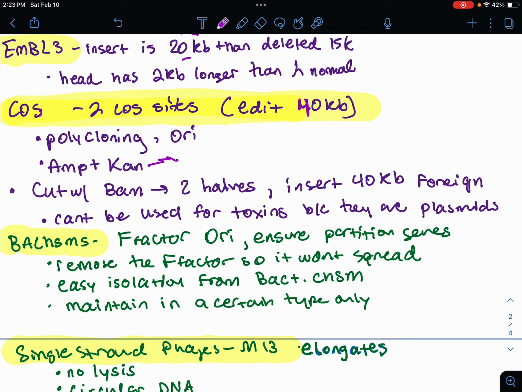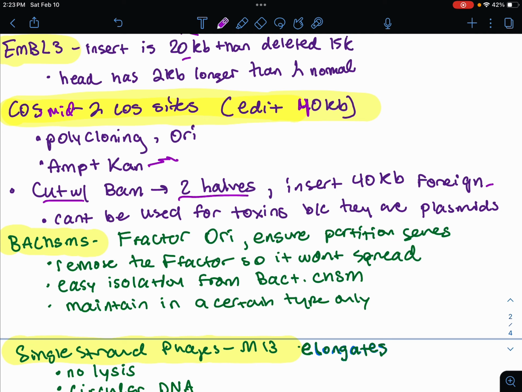Okay, so we're going to cut the cosmid. I should write cosmid up here. We're going to cut with SmaI and BamHI to produce 2 cosmid halves. And we're going to insert the 40 kilobase fragments of foreign DNA. This is then packaged and introduced into the E. coli in vitro.